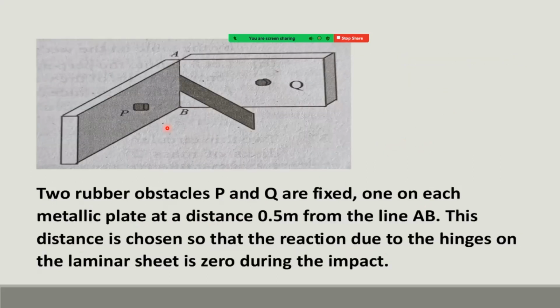Let us see how to start. First, focus on your diagram. This is one laminar sheet, rotating about AB. It makes collisions with the rubber obstacle and moves back. This is just like giving an impulse to this laminar sheet at some distance so that hinge reaction will be zero, right? Almost the same kind of problem. Let us see how we are solving it.